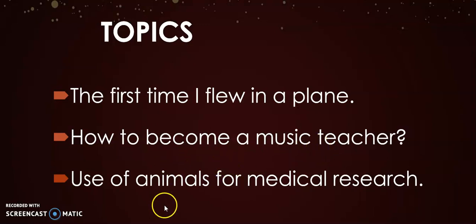Now the next statement, use of animals for medical research. This topic gives us space to speak on both sides, whether you can support the statement or you can oppose the statement. Yes, you can use animals for medical research, or no. So these kinds of statements are called debatable statements. An argumentative essay can be written only on such kinds of debatable statements.